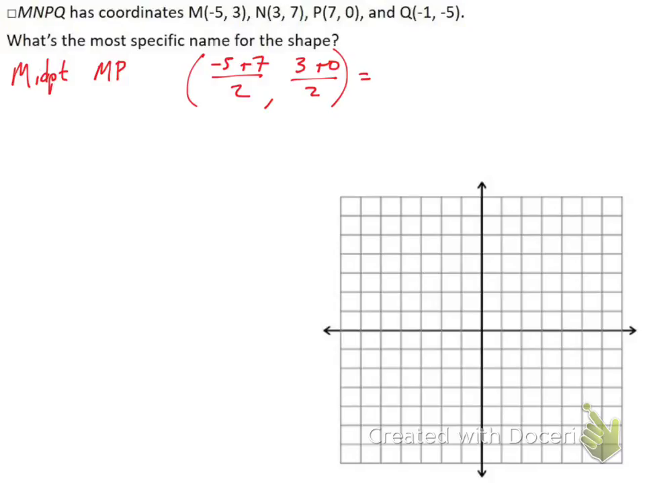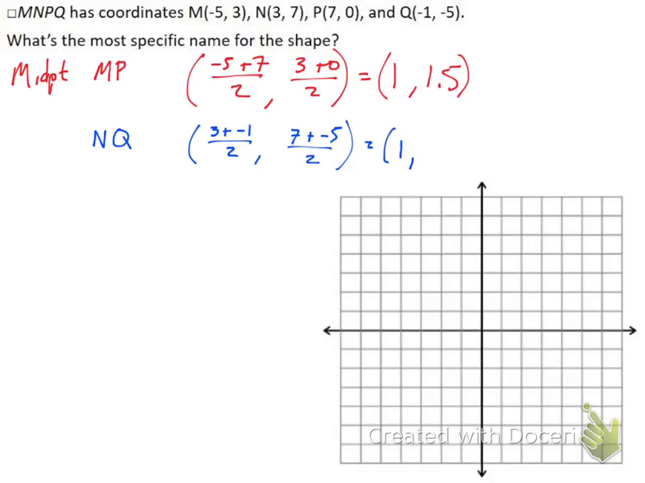So when I do that, it gives me 2 over 2, which is 1, and then 3 over 2, which is 1.5. Find the midpoint of NQ. So NQ is going to give me 3 plus negative 1 divided by 2, and then 7 plus negative 5 divided by 2. So I get 3 plus negative 1, which gives me 2, and 2 over 2 gives me 1. And the other one I get 2 over 2, which is 1.